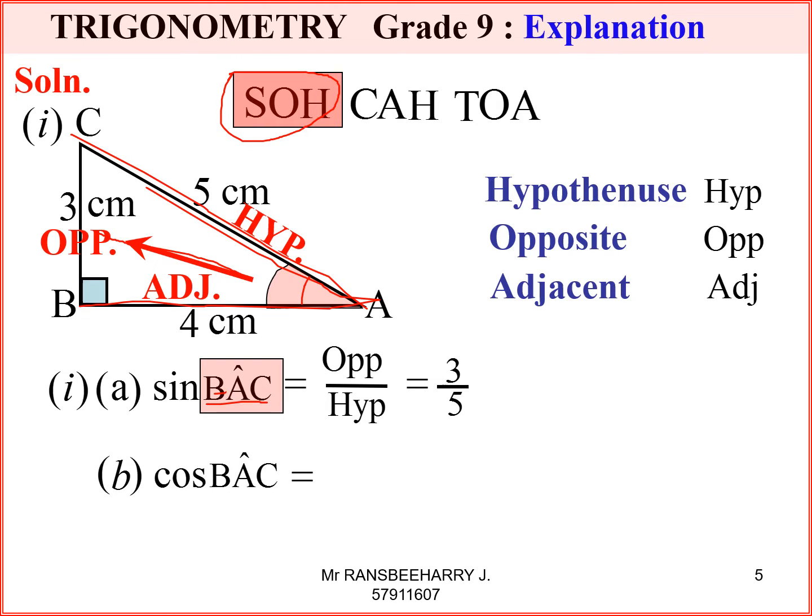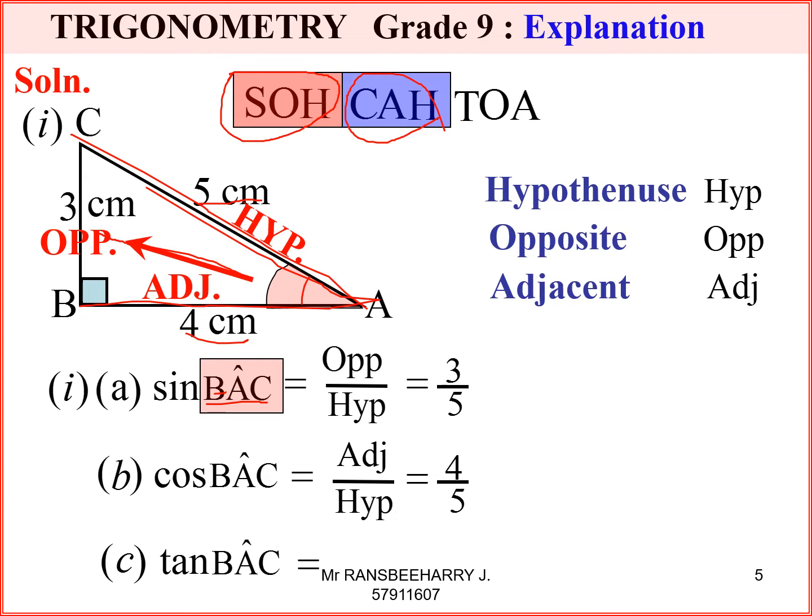Now part B, cos of BAC. So we are using the same angle. Opposite, adjacent, hypotenuse remain the same. So for cos, we use CAH. Cos is the ratio adjacent over hypotenuse. Now we can see the adjacent is 4, hypotenuse is 5.